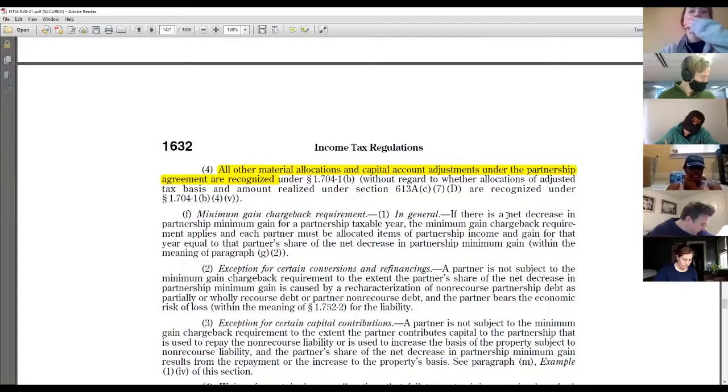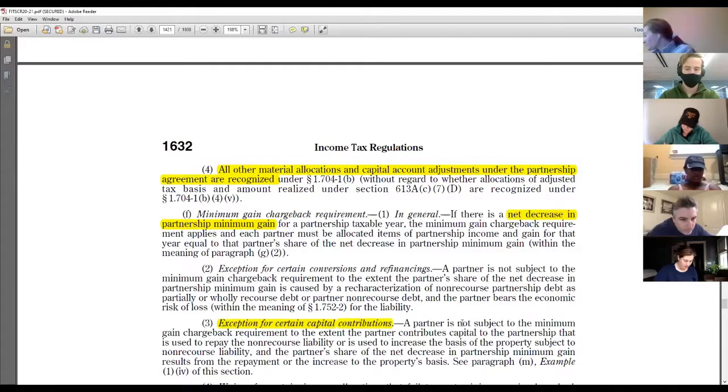Again, if there's a net decrease in partnership minimum gain, it triggers an MGCB. A couple of exceptions. This is F3, right here. It says, however, a partnership is not subject to minimum gain chargeback requirements to the extent the partner contributes capital to the partnership that is used to repay the non-recourse liability, or is used to increase the basis of the property subject to non-recourse liability.